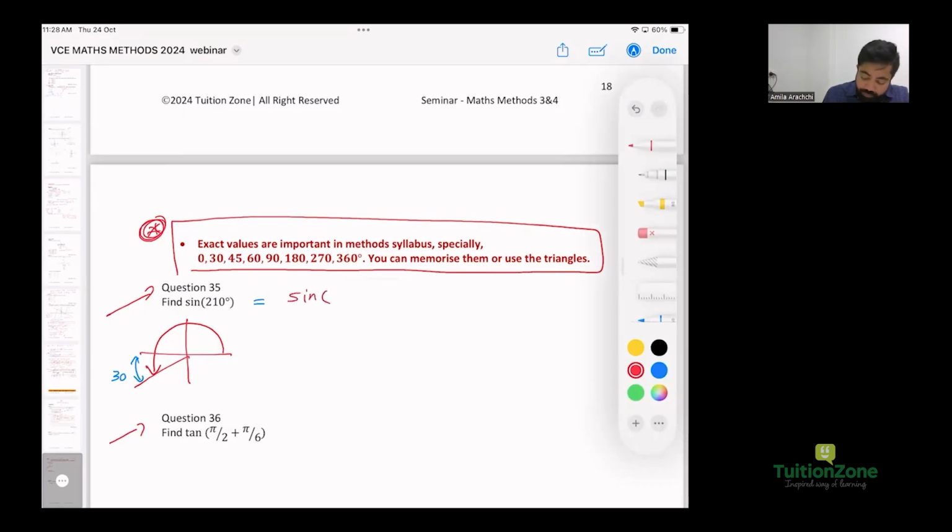Sine 180 plus 30. Sine in the third quadrant, positive or negative? Negative, isn't it? Because in the third quadrant sine is negative. So negative sine. My technique is usually to forget about the 180, forget about the sign, just grab the number and place it here. So the answer is negative sine 30, which is negative half. Done.